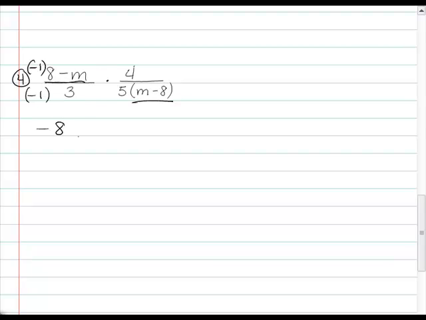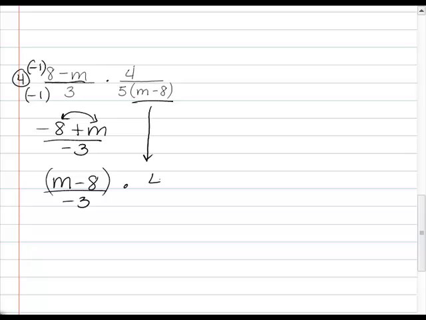We're going to have -8 plus m over -3. And all we're going to do next is just rewrite this so that the m comes first. And we're just going to say this is m minus 8 over -3. And remember that that m minus 8 is one thing. Now you're going to bring down that second fraction. Okay. And notice now that our m minus 8s are exactly the same. We can cross those out as one piece. And what we're left with is 4 over -15.